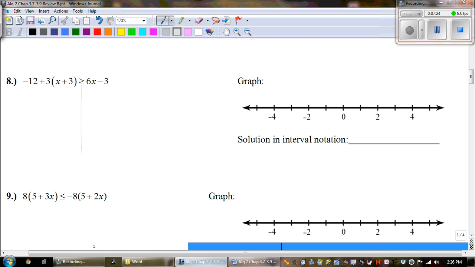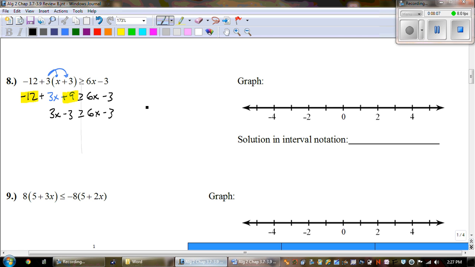Okay? So the first thing I have to do for number 8 is distribute. That -12 comes down, and then 3 times x is 3x, and 3 times 3 is 9. And that is less than or equal to 6x minus 3. So the next thing we have to do is combine our like terms. My 3x comes out front. -12 plus 9 is -3. And we're left with 6x minus 3.